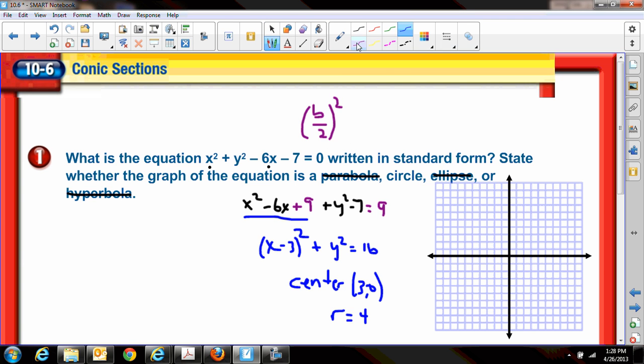So, if we draw our circle, we're going to start at 3, 0, which would be here. And a radius of 4 means I'll go up 4, I'll go left 4, I'll go down 4, and I'll go right 4. And from there, we make our circle.